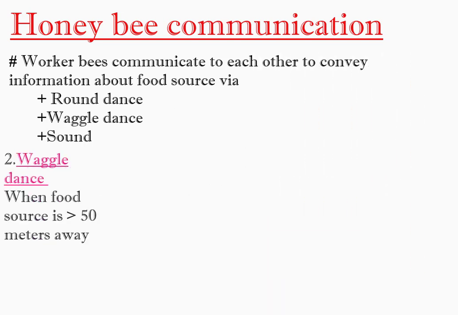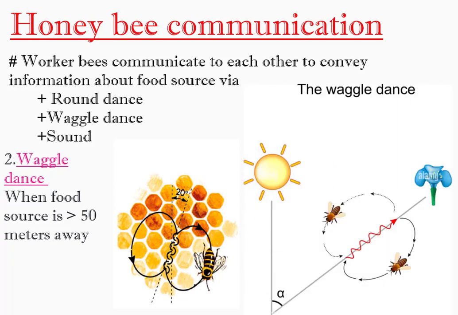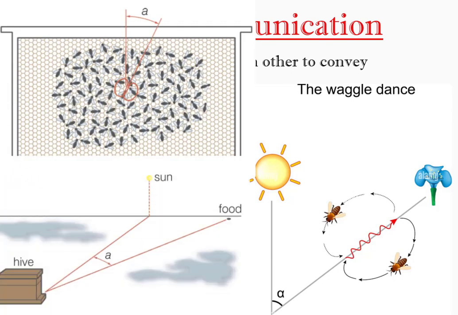When the food source is farther than 50 meters away, the worker bees use a waggle dance or wag dance. In this case, forager worker bees perform a waggle dance on the honeycomb to inform other worker bees about the direction of the nectar source and its distance. The dance takes the form of a figure 8 on the vertical face of the honeycomb. The information about the nectar is conveyed in two ways.